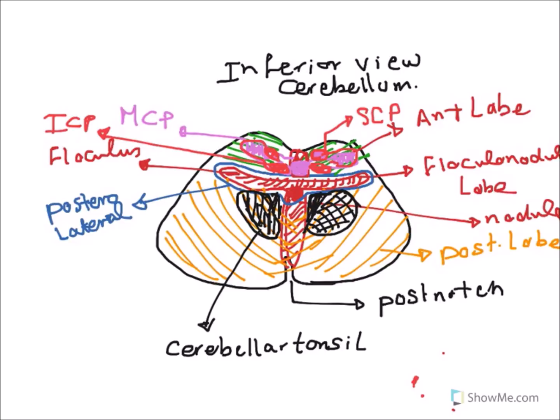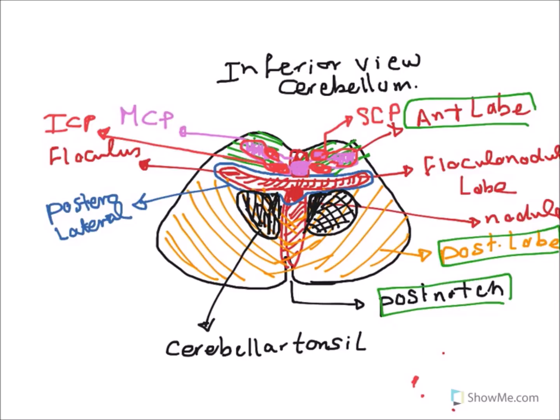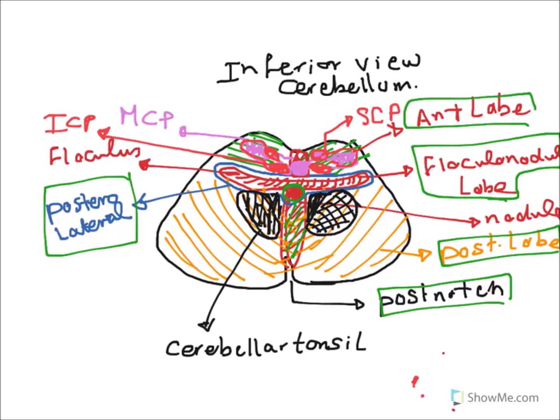So you should identify the anterior notch and the posterior notch, so you know which is the front and which is the back of the cerebellum. Most importantly, the folliculo-nodular lobe is separated from the rest of the cerebellum by the posterolateral fissure, and this is the inferior vermis. The most anterior part is the nodule, which is included in the folliculo-nodular lobe, and these are the cerebellar tonsils on both sides.